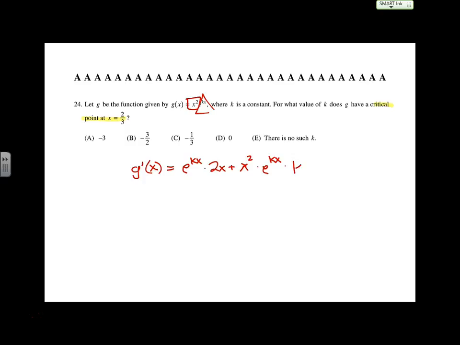Okay, good, because k is a constant. So if it's ever a constant, just put a constant in. The derivative of e to the 3x is e to the 3x times 3, right? So times k.